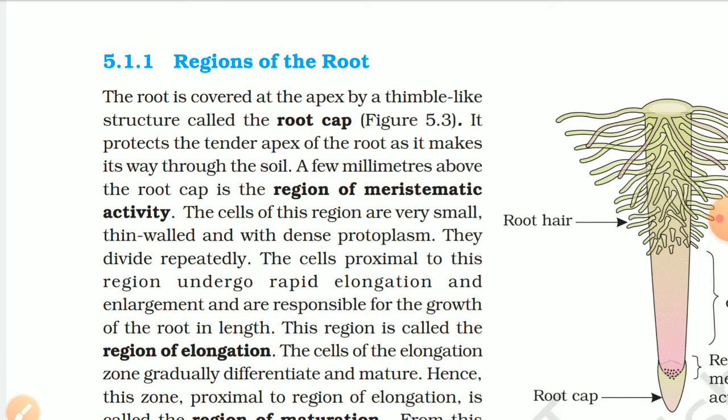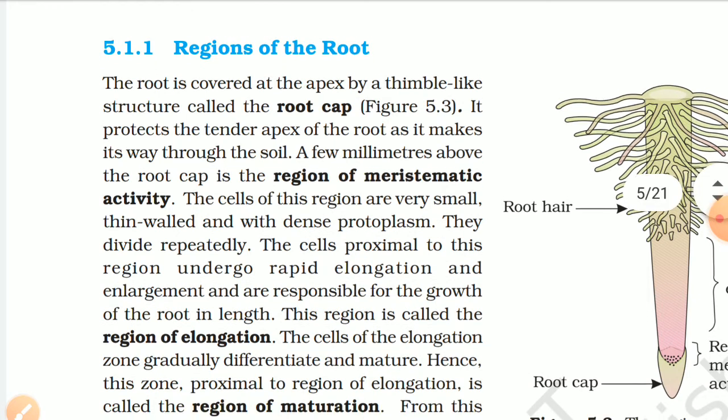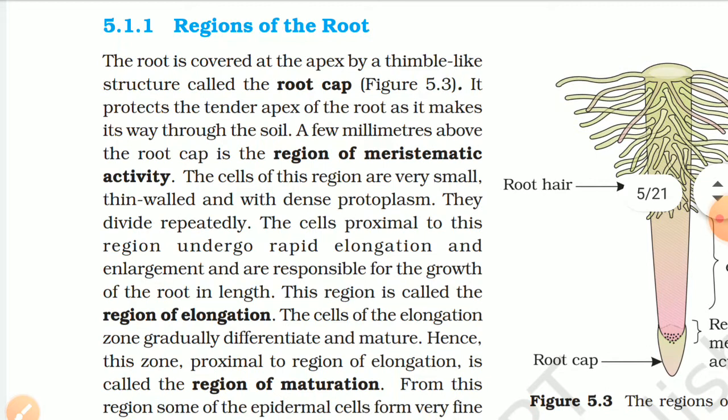5.1.1 Regions of the root. The root is covered at the apex by a thimble-like structure called the root cap. Figure 5.3. It protects the tender apex of the root as it makes its way through the soil.